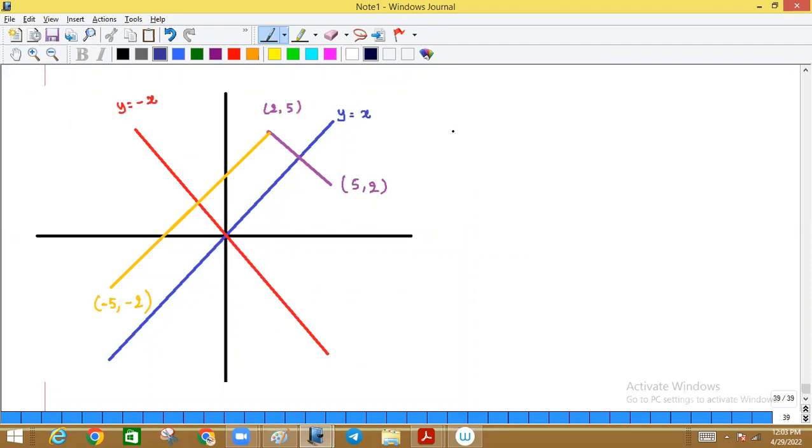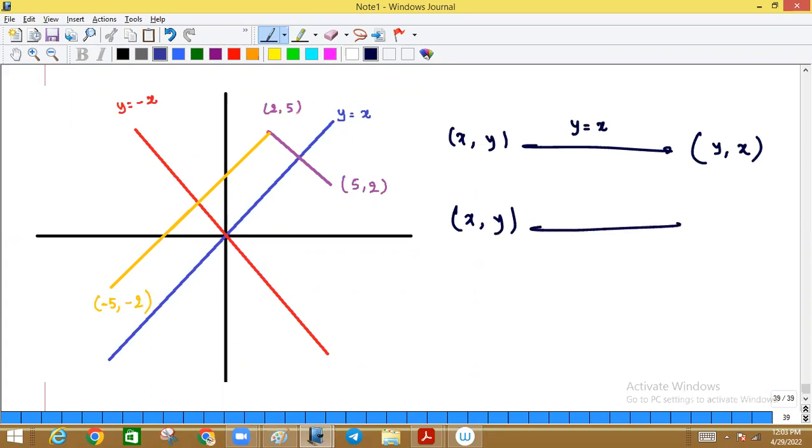Reflection of (x, y) with respect to the y = x line: (y, x). The y = -x line: (-y, -x). You understand? (x, y) with y = x becomes (y, x). (x, y) with y = -x means (-y, -x). Right?